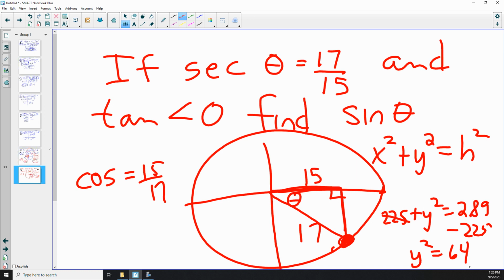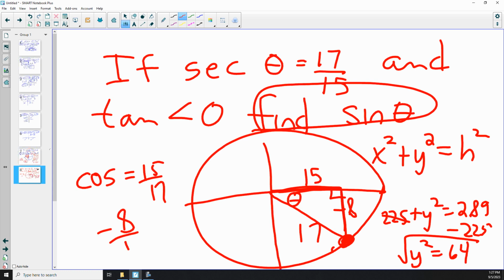Pet peeve. How do you solve that? You take the square root of both sides, and what does y equal? Plus or minus 8. In this case, it's negative because we're moving down. So what was the question? Find us some sine theta. Negative 8 over 17. How are we doing? Let's see.